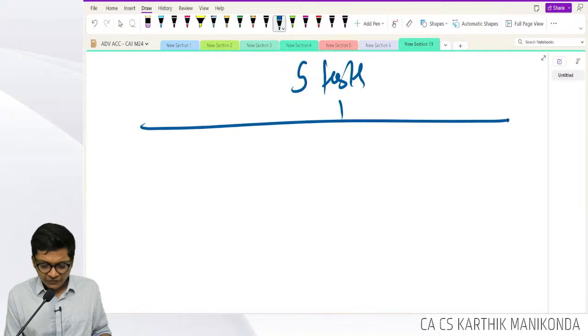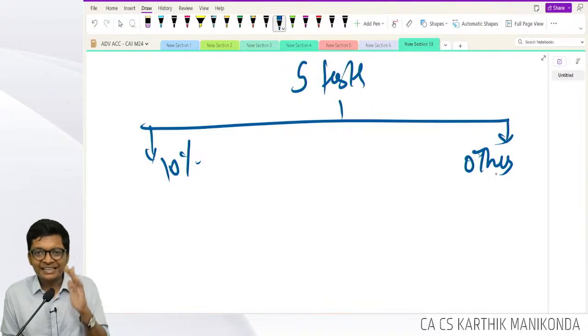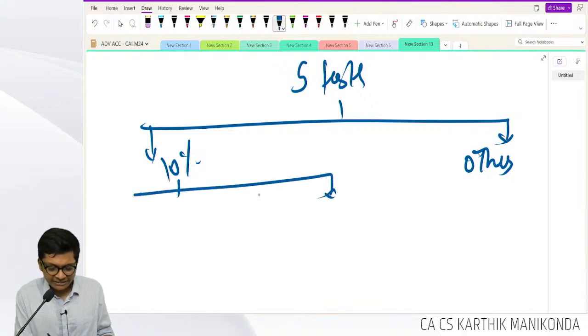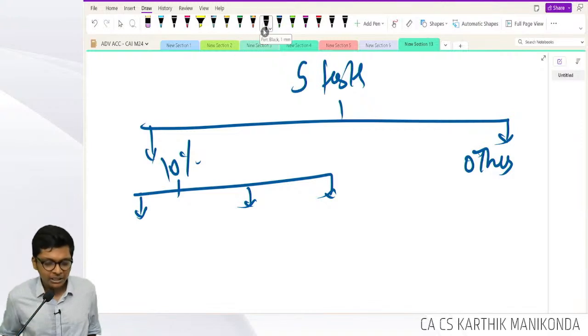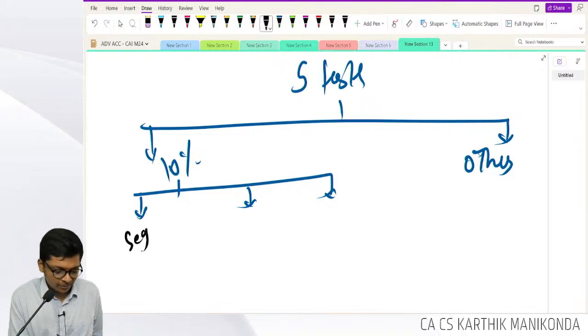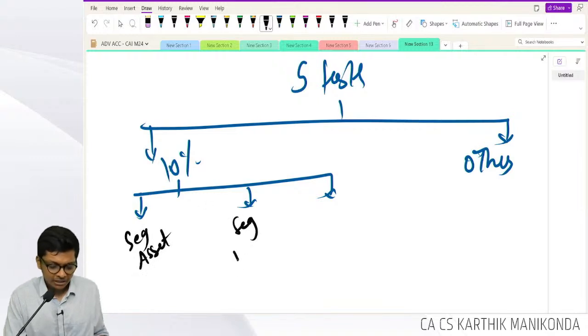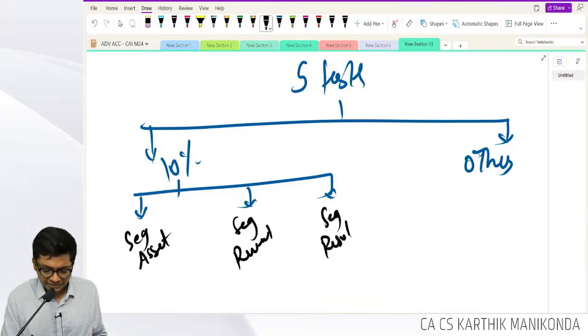I will classify these 5 tests, just for our purpose of easy understanding, as 10% tests and other tests. 10% tests are classified into 3, guys. We are going to do a sum in RPP also today. I am going to do segment asset test, segment revenue test, segment results test.